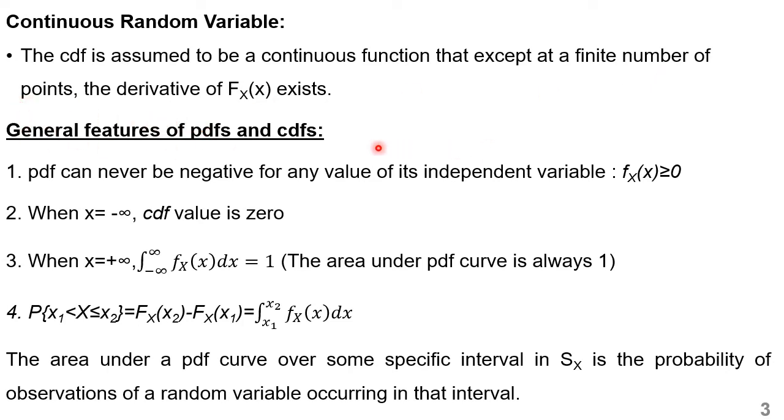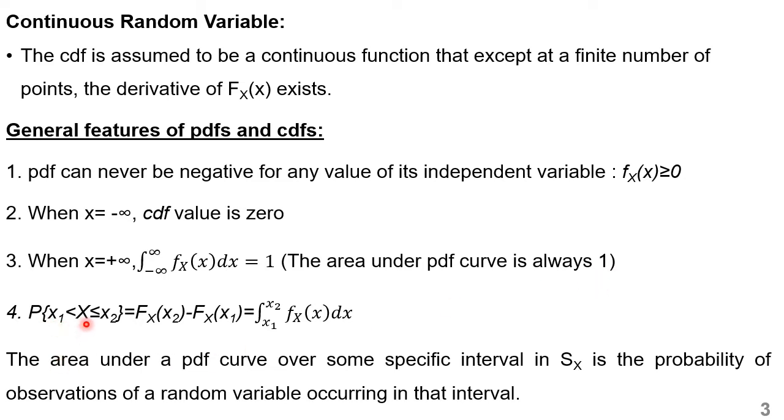Let us look into the features of PDF and CDF. The PDF, that is the probability density function, can never be negative for any value of its independent variable. That is, f_X(x) is always greater than or equal to 0. When x equals minus infinity, the CDF value is 0. When x equals plus infinity, the integral of the PDF with respect to x over the interval minus infinity to plus infinity is always equal to 1. That is, the area under the PDF curve is always 1.